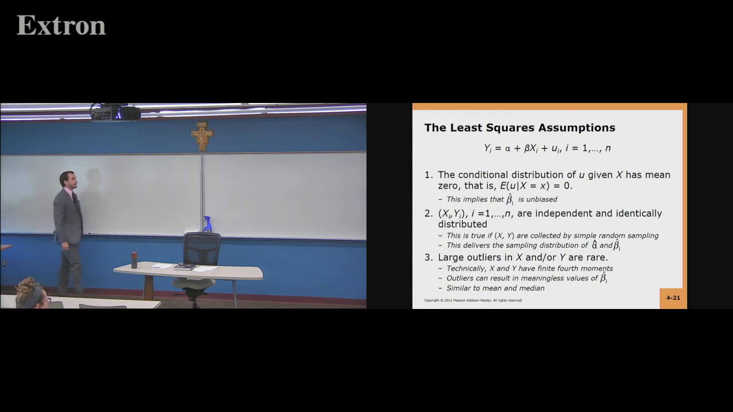So there's our very basic ordinary least squares equation. The first assumption is that the conditional distribution of u given x has a mean of 0. What that means is that the error term, the errors between your line of best fit and the actual points, has a mean of 0. So you have a bunch that are below and a bunch that are above your line. Basically, you're not constantly overestimating or underestimating.